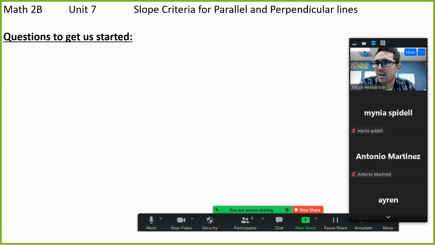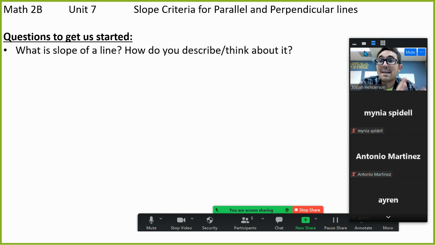So our first one is, what is slope of a line? And how do you describe it or think about it? How do you define it? Okay, well, we'll define it as a group in a sec, but I know you've all used it in the past. So take a sec and write to me how you think about slope. What do you remember about it? What do you know about it? How would you define it? I see one response. Let's hear from all of you. I know you all know something. How would you describe it?